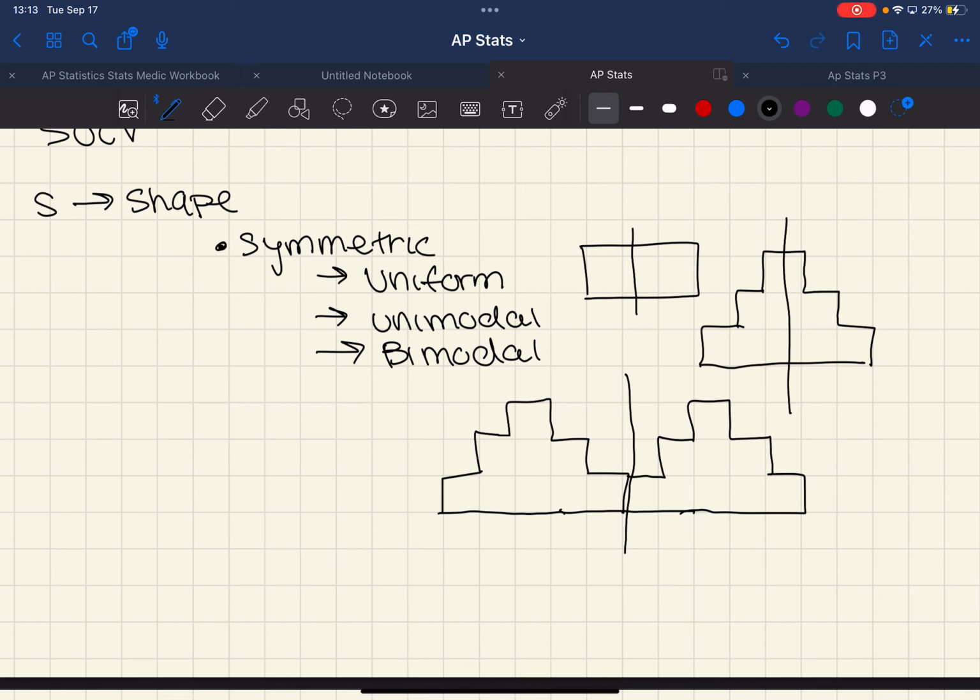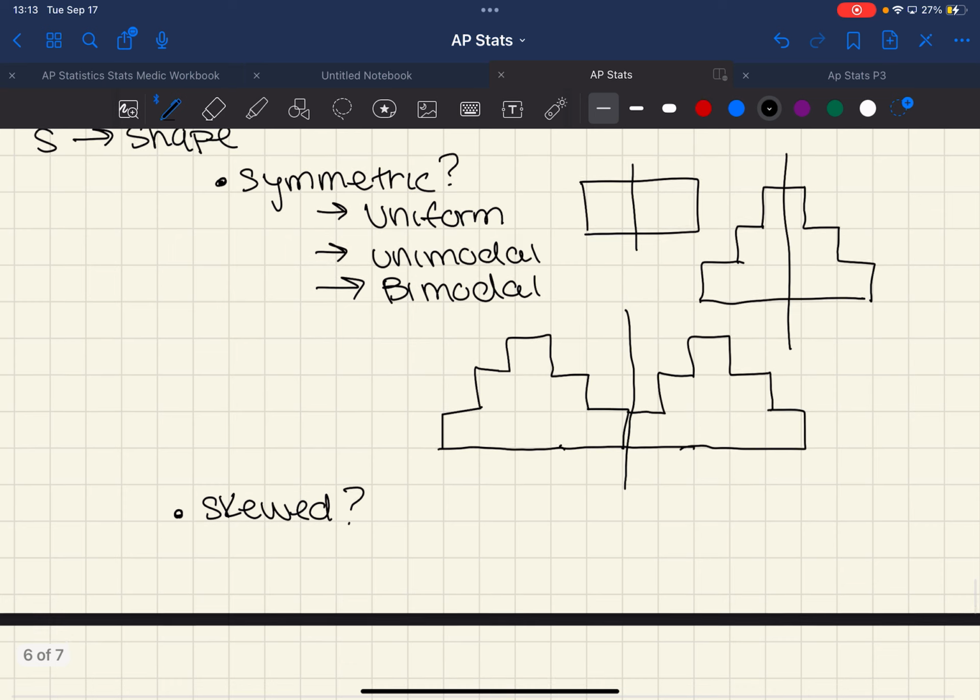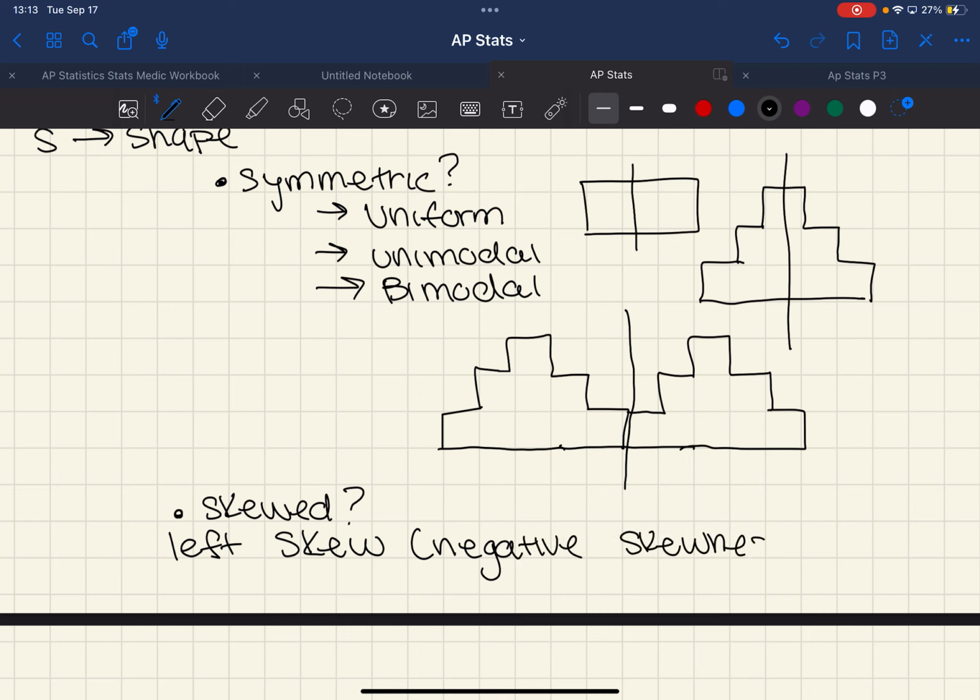And if it's not symmetric, then the other thing we're looking for is if it's skewed in any way. So our first check, is it symmetric? Now we're checking if it's skewed. So there's two different types of skew. We have left skew, which is another way of saying negative skewness. And that is where the tail is longer on the left side. So the tail is longer on the left.